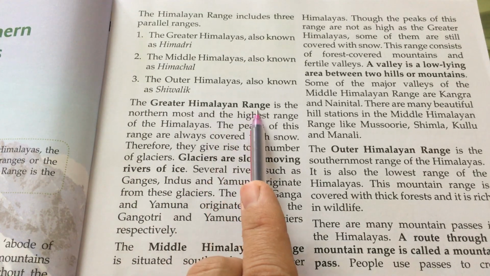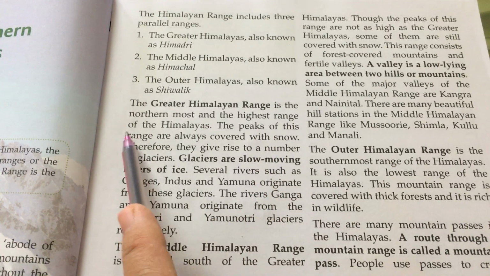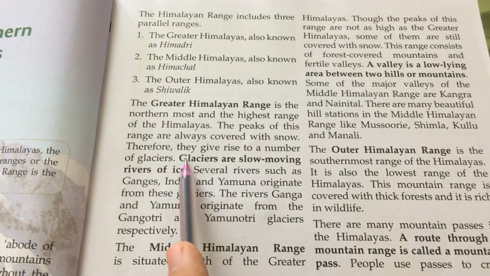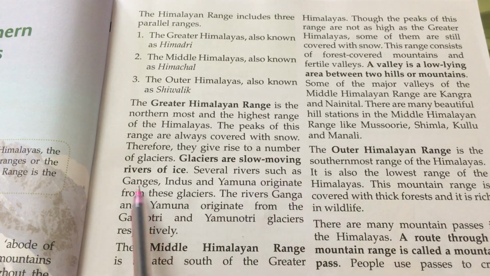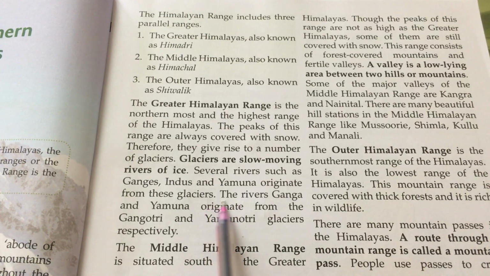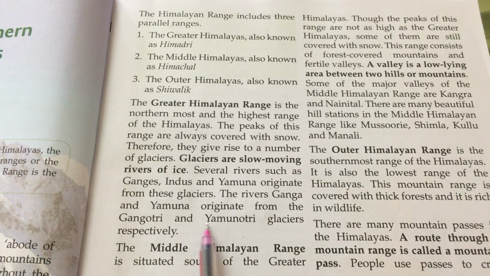The Greater Himalayan range is the northernmost and the highest range of the Himalayas. The peaks of this range are always covered with snow. Therefore, they give rise to a number of glaciers. Glaciers are slow-moving rivers of ice. Several rivers such as Ganges, Indus, and Yamuna originate from these glaciers. The rivers Ganga and Yamuna originate from the Gangotri and Yamunotri glaciers respectively.